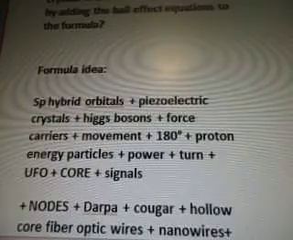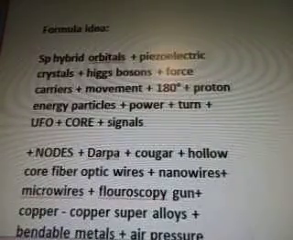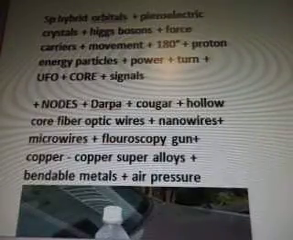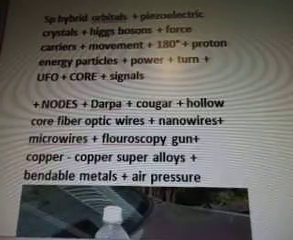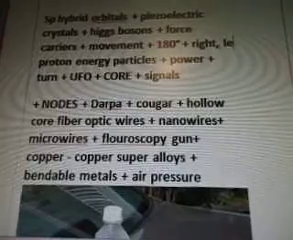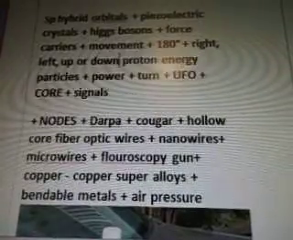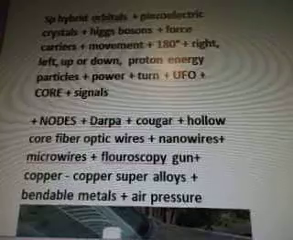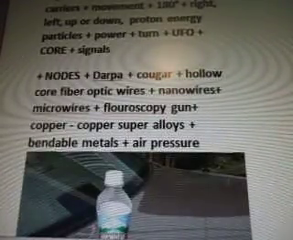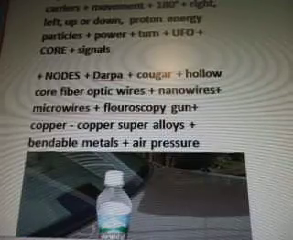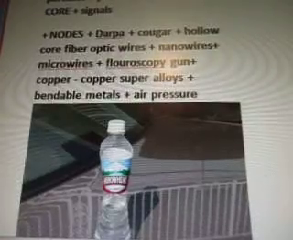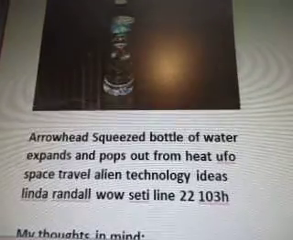Okay, so formula idea. sp hybrid orbitals, piezoelectric crystals, Higgs bosons, force carriers, movement 180 degrees, proton energies, particle. I'm going to do 180 degrees, so I'm going to do right, left, up, or down. Proton energy particles, power, churn, UFO chorus signals. Nodes, DARPA COUGAR, hollow core fiber optic wires, nanowires, microwires, fluoroscopy gun, copper super alloys, bendable metals, plus air pressure.